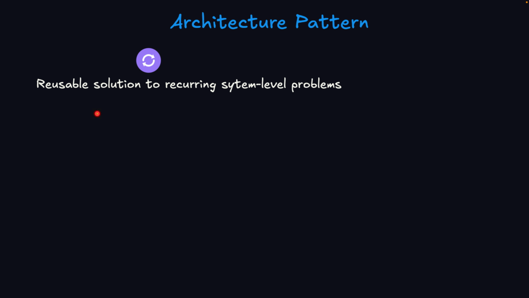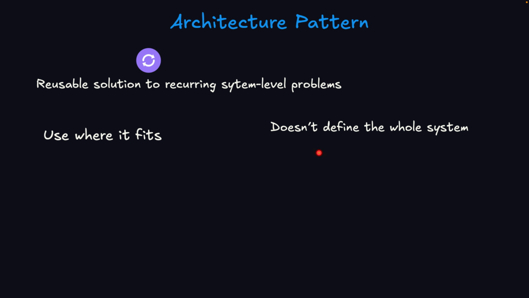Architecture pattern is basically a reusable solution to recurring system level problems. So this is very important. This is talking about system level problems. We use this architecture pattern wherever it fits. These architecture patterns don't define the whole system. These are just parts of the system. These will solve a problem within a system.